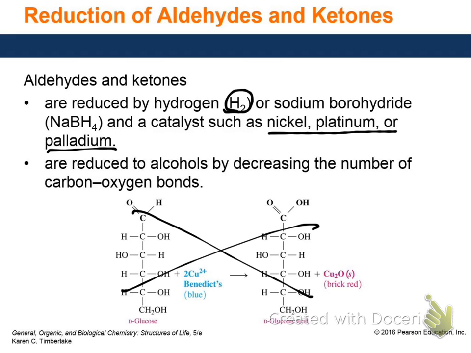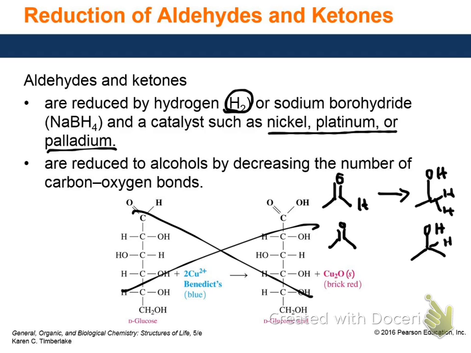Okay. So if you want to take an aldehyde or ketone and produce the corresponding alcohol, this one would be a primary alcohol, and this one would be a secondary alcohol. You have a bunch of things that you can do, and the list of them is a little confusing. It's hydrogen and one of these metal catalysts that's down here, or you could just use sodium borohydride.